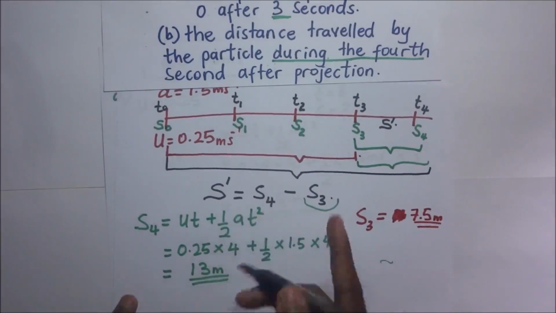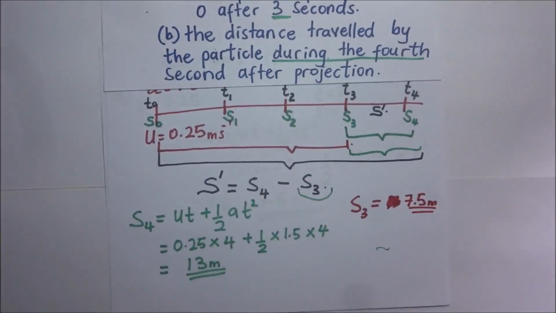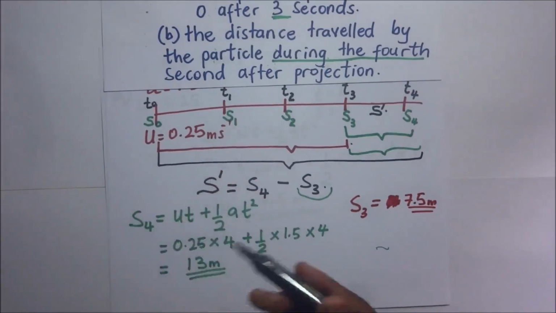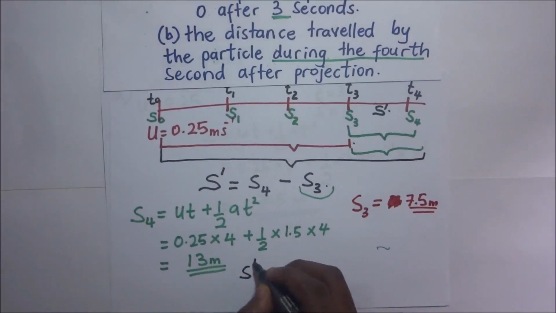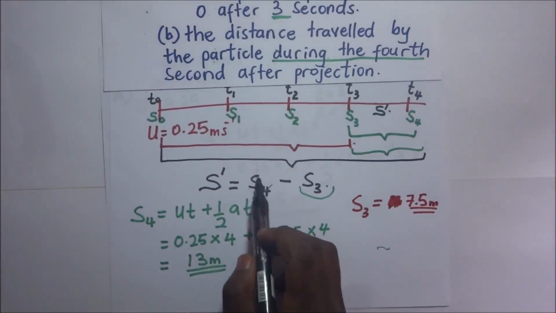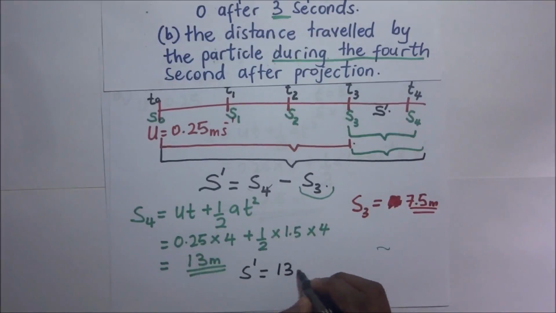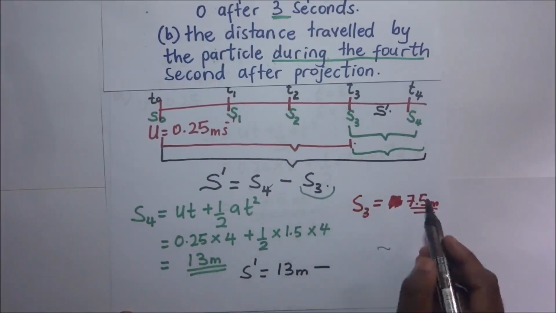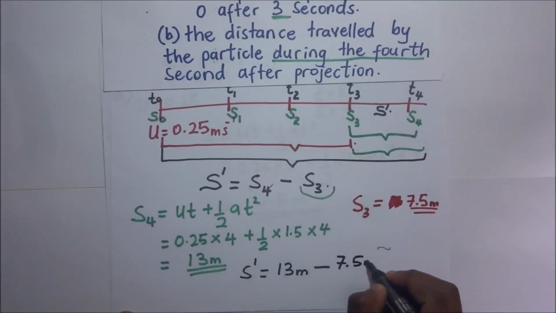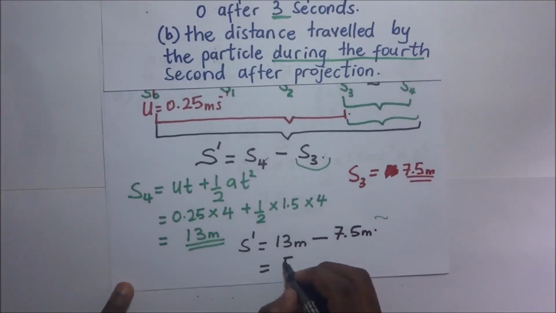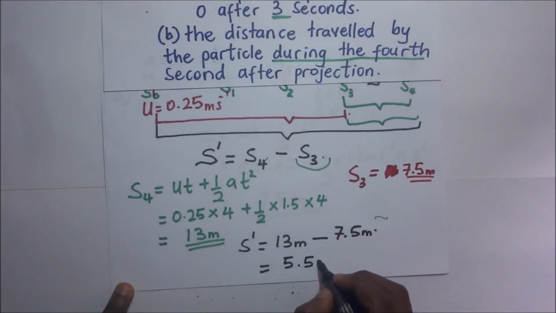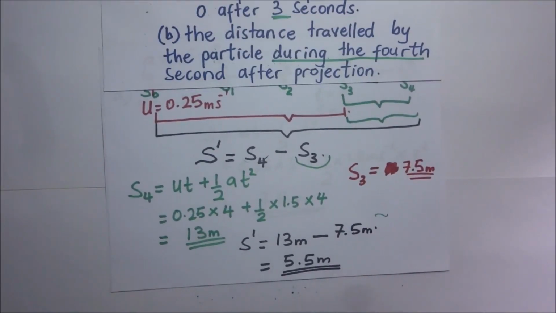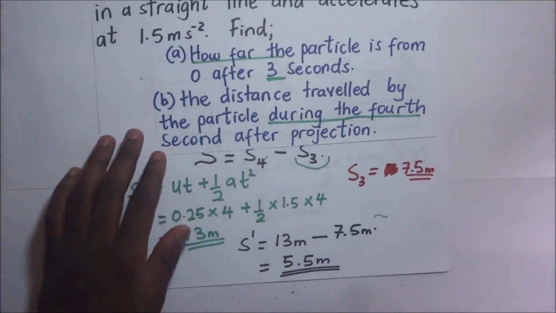So it means for us to be able to get our answer right here, we are going to simply subtract that the distance covered in the 4th second, which is S prime, is going to be equal to S4. Now we got our S4 as 13 meters, so it's going to be 13 meters minus our value of S3, which is 7.5. And when we get 13 minus 7.5, we are able to get 5.5. So 5.5 meters simply mean that's the answer. That's the distance traveled by the particle during the 4th second.